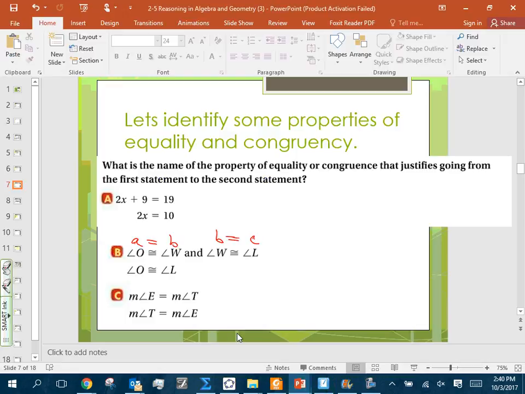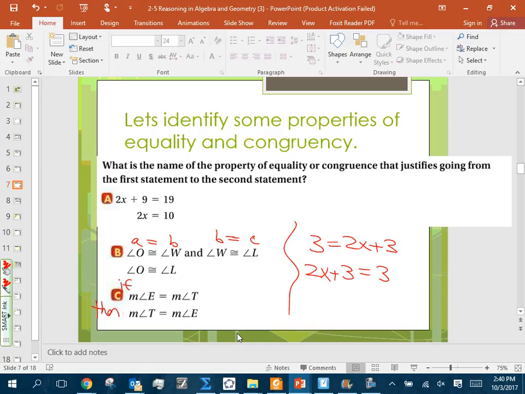And the last one: if the measure of angle E equals the measure of angle T, then the measure of angle T equals the measure of angle E. Does anybody know what that one was from yesterday? It really doesn't say anything new, right? Maybe where you would have used this before in the past would have been if I'm in algebra class and I have 3 equals 2x plus 3. You might have preferred to rewrite that as 2x plus 3 equals 3. We know we can do that, right? We can flip it like that.